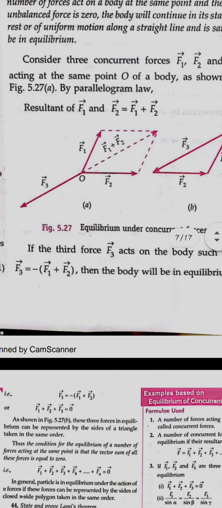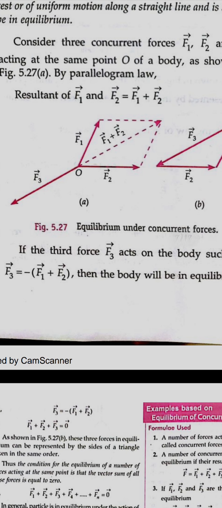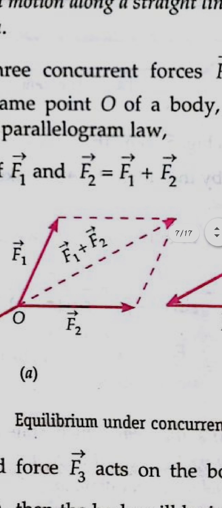In the diagram you can see the three concurrent forces, F1, F2 and F3. If these three are acting together at a point O, then we can take this as equilibrium. Here, if we extend F3 in the opposite direction, what will it be? F3 in the opposite direction.